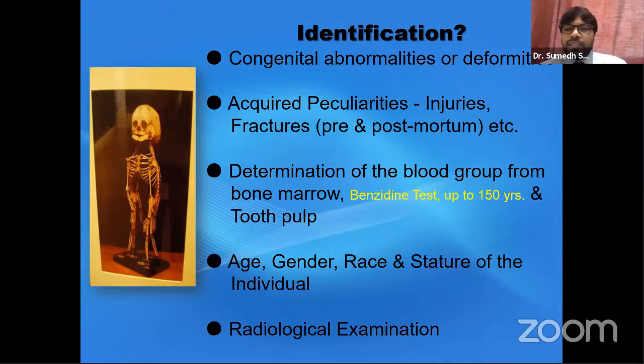Then you can see the acquired peculiarities. There are certain acquired peculiarities, like injuries due to an accident, mechanical trauma, etc., fractures. So again, here pre- and post-mortem fractures are important. The pre-mortem fracture is basically the fracture which happens when the individual was in the living stage, and in a certain accident or in a certain homicide or murder, the individual is beaten to death, fracturing his or her bones.